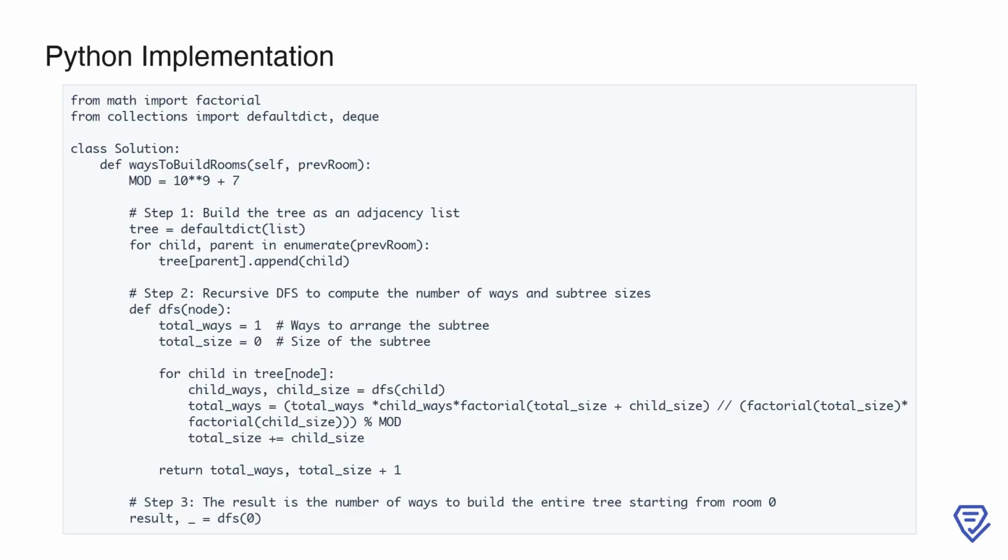Next, we define a recursive function, dfs, to perform a depth-first search starting from a given node. This function will compute 2 values for each node: total_ways, the number of valid ways to arrange the subtree rooted at that node, and total_size, the size of the subtree itself. Initially, total_ways is set to 1, since there is exactly one way to arrange a single node, and total_size is 0, as we haven't yet included any child nodes.